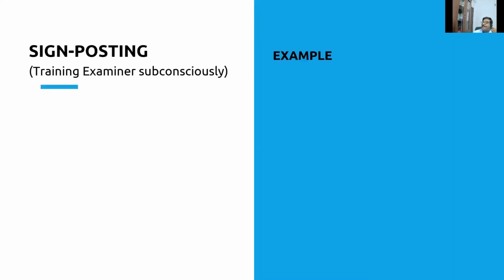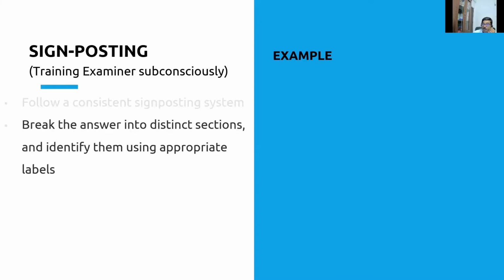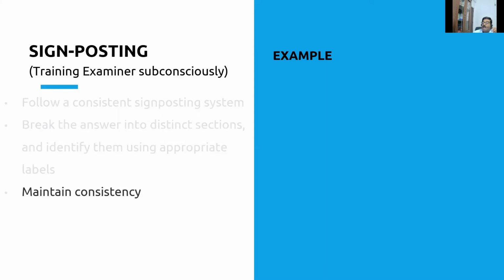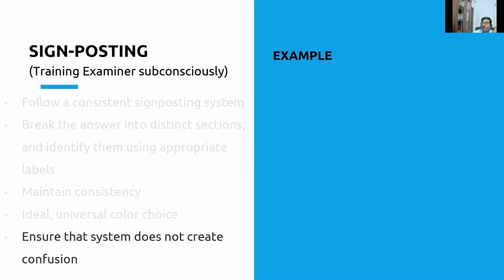Signposting is a procedure by which you train your examiner subconsciously. So for this, you need to follow a consistent posting system. You break your answer into distinct sections and identifying them using appropriate labels like colors or underlining. And for this, you have to maintain consistency throughout your paper. And the better thing will be an ideal universal color choice. And you have to be sure that you do not create. This comes with years of practice.